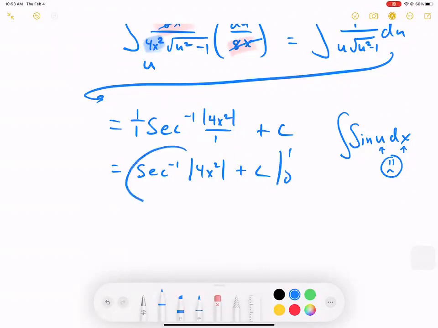And it has to be something that you can take the secant inverse of. Okay? Because remember, secant inverse takes sides and makes them back to angles. So it's a little more difficult there.